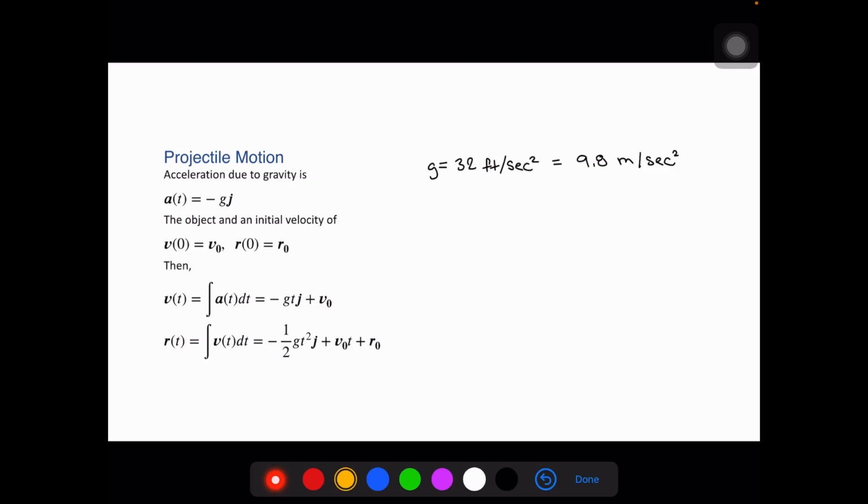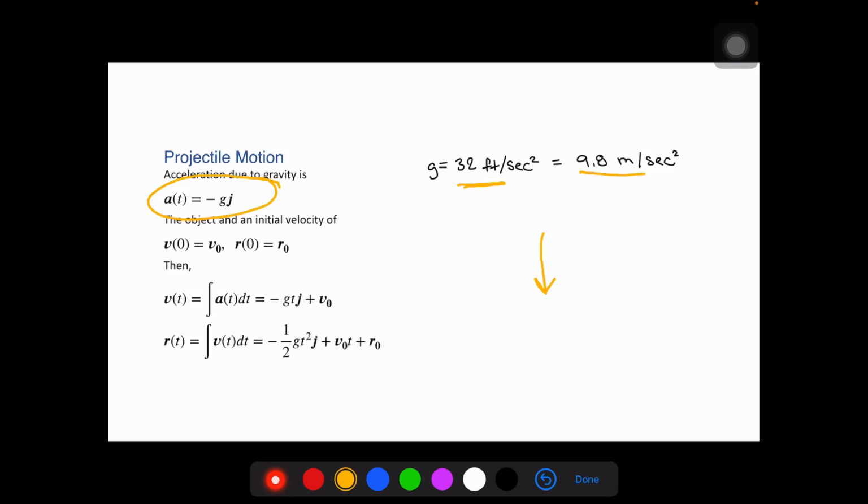And so on the screen, at the top of the screen, when we have projectile motion, our acceleration function is going to be <0, negative g>, or negative g j. So our acceleration function points down in the y direction. It's just gravity pulling the object down. Assuming we're on Earth, if you're working with feet and seconds, you can use 32 for that g. And if you're working in meters and seconds, you can use 9.8 for that number g.